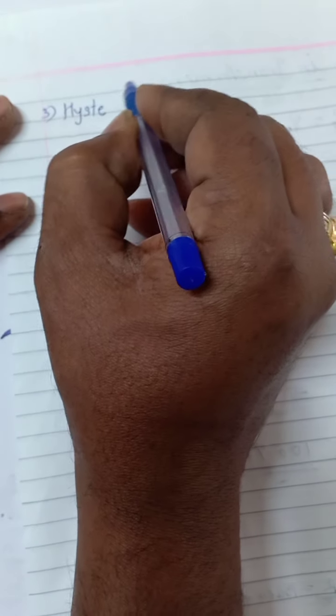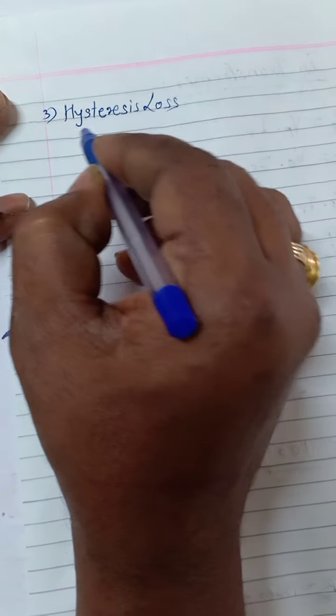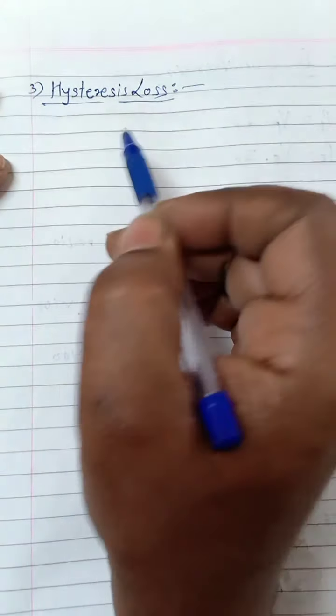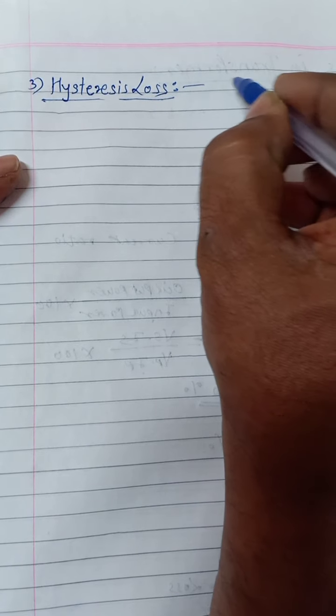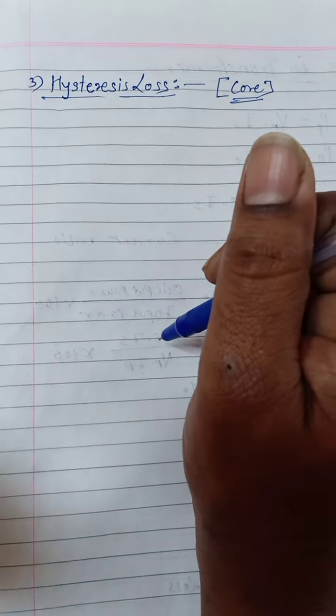And the third loss in a transformer is the hysteresis loss. So this is the third loss in a transformer. Okay, so third is the hysteresis loss, and this is also related to the core, the iron core.